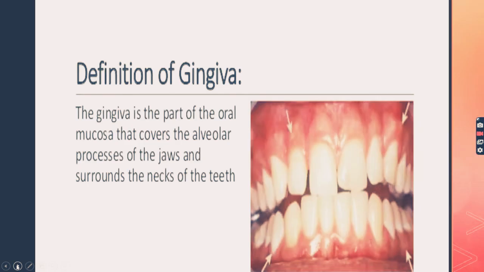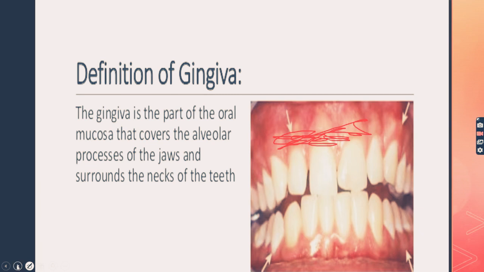So first of all, tell me, what do you mean by gingiva? Gingiva is the part of the oral mucosa that covers the alveolar process of the jaw and surrounds the neck of the tooth. You will see here, guys, this is gingiva, and this part covers the neck of the tooth. It is also a part of the oral mucosa and covers the alveolar process of the jaw.